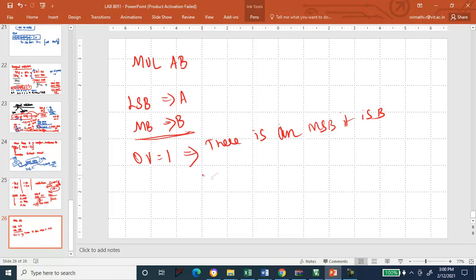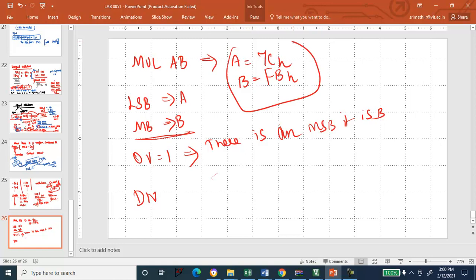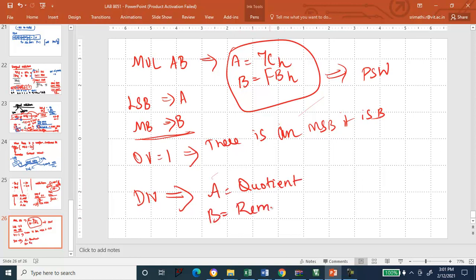And similarly you will be having division. So perform this multiplication AB by using A equal to 7CH and B equal to FBH, and do your multiplication, check for your PSW. Similarly for your division, divide A by B. The quotient will be in A, and B will be equal to the remainder.